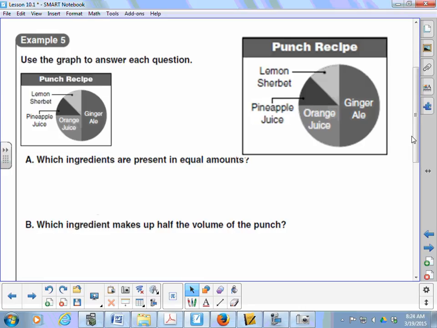Okay. All right. So, which ingredients are present in equal amounts? Okay. So, which sectors look like they're the same size then? All right, Paige, which ones appear to be the same size? Okay, the lemon sherbet and the pineapple juice have the same amount in them.